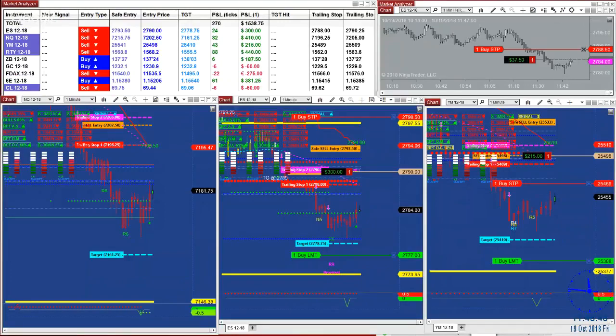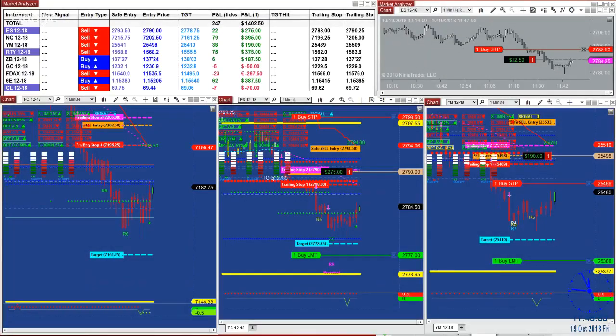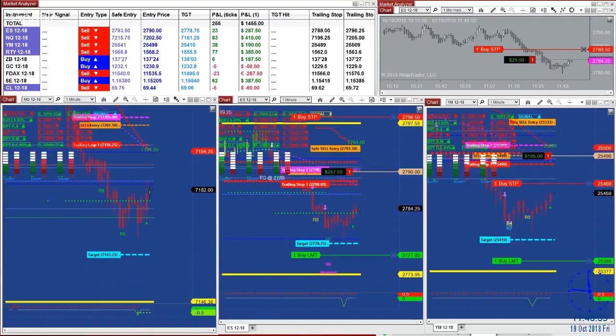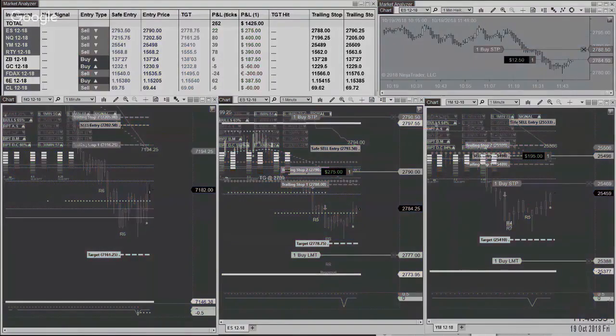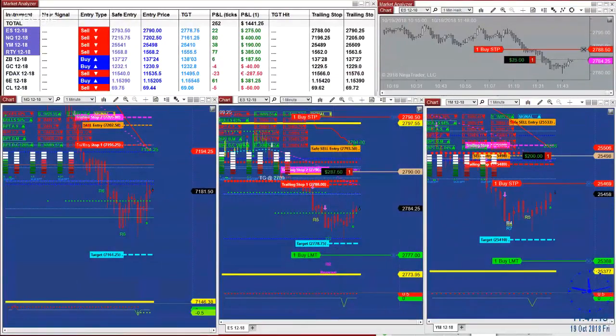90 ticks. Are you out or are you still in? Carmen got 90 ticks on the Nasdaq chart. Okay. Fair enough. Any other traders still in the market? I'll stay with you. You're out. Good. Anyone else still in the market? I'll stay with you.